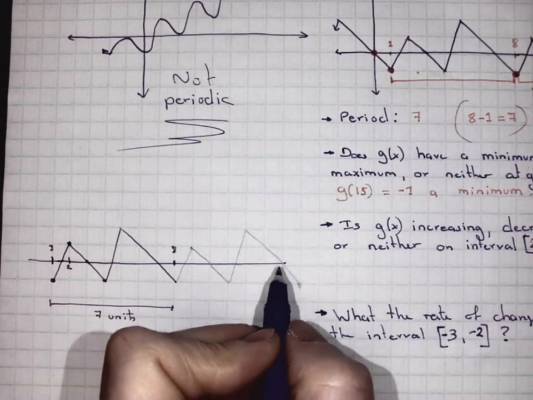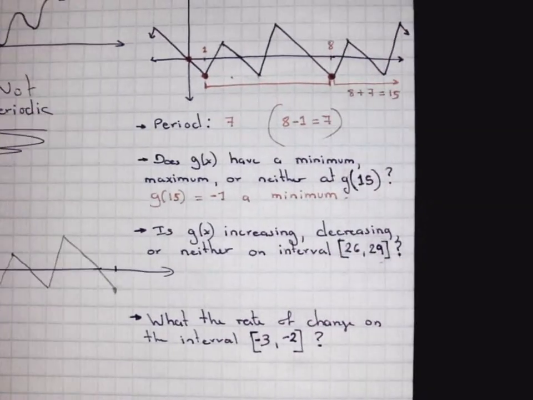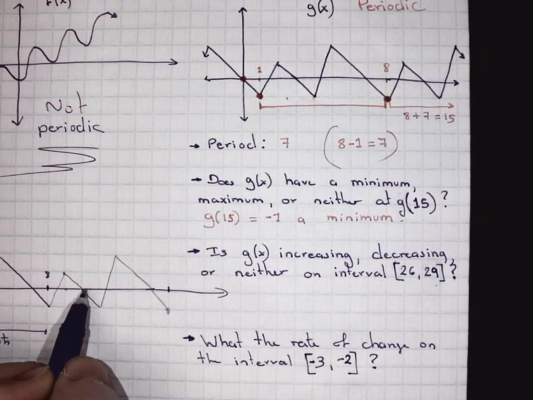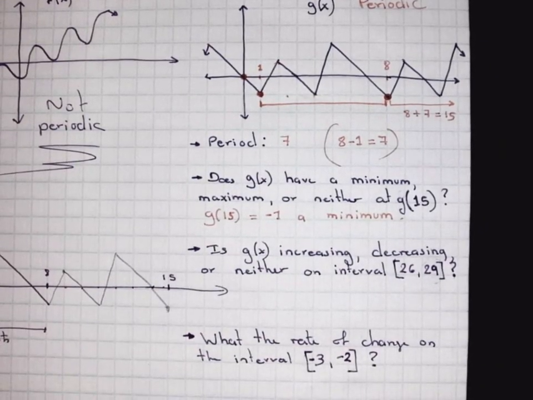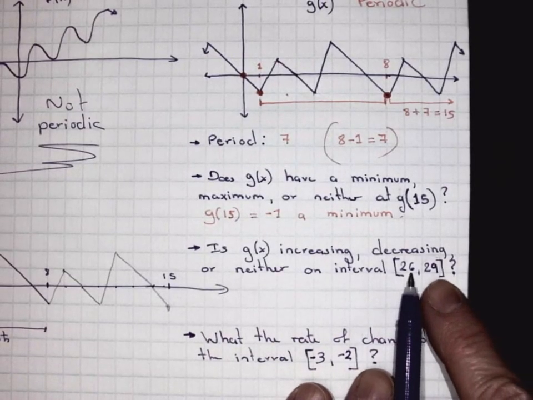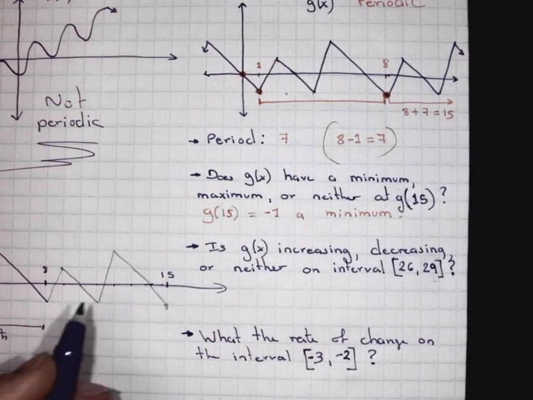And earlier we said that this here should be 15. That's what we decided. So let's check 8, 9, 10, 11, 12, 13, 14. Sure enough, it's 15. Okay, so I want to go all the way to between 26 and 29. So I'm at 15 now.